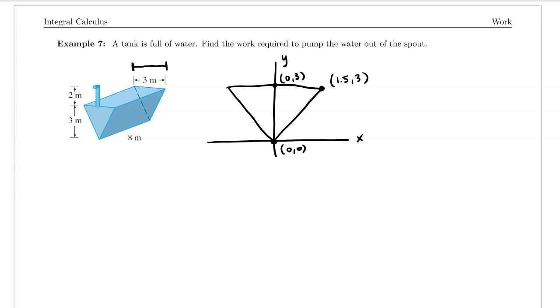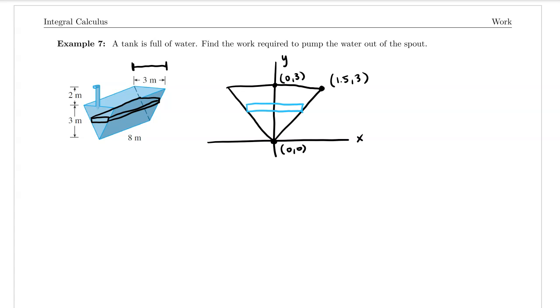Now, what I'm going to do is draw a cross-section of water, because we're trying to find the work that it would take to pump the water out of the tank. So here in my three-dimensional picture, I have a slice of water and its shape is a rectangular prism. It's going to look something like that. So my goal right now is to find the volume of this slice of water.